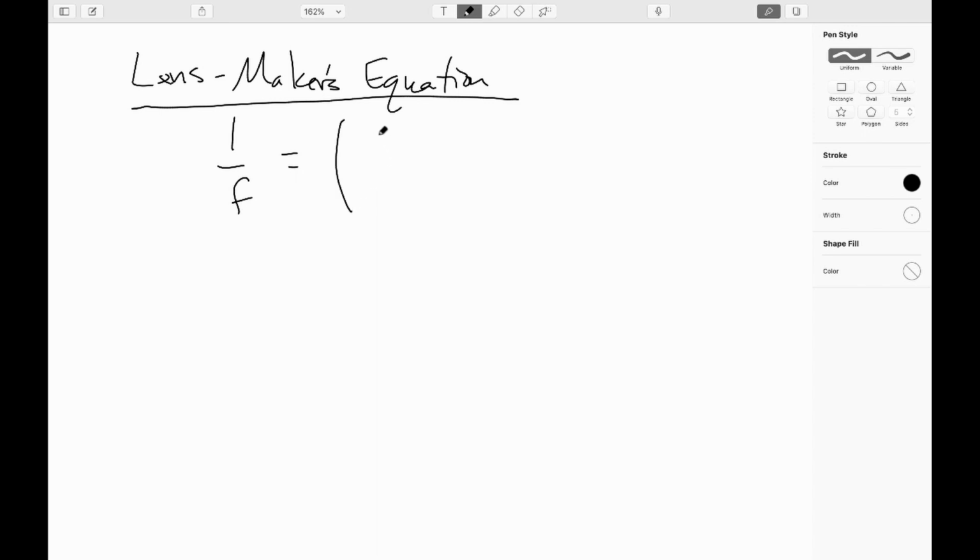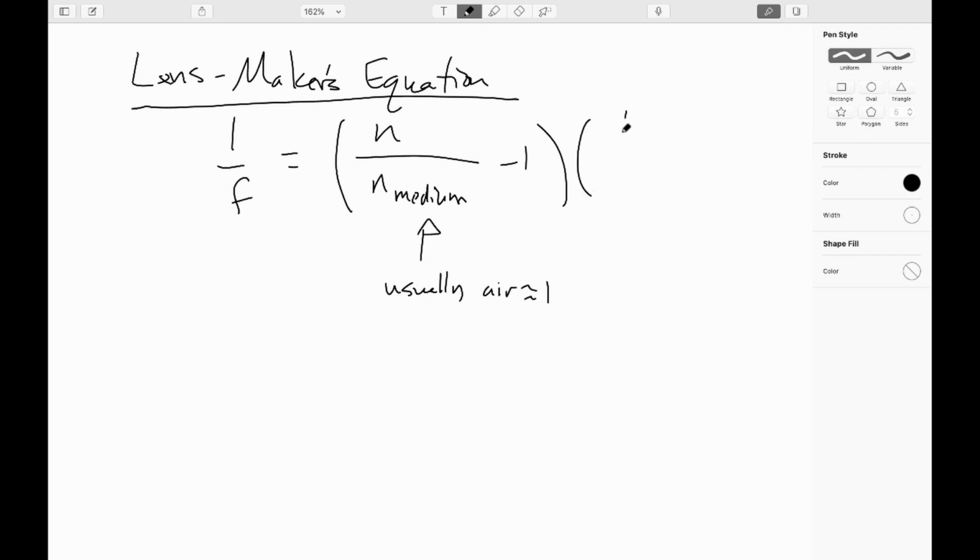And it'll be equal to the index of refraction of the material you're making the lens out of over the index of the surrounding medium, minus 1, times 1 over R1 minus 1 over R2, where R1 and R2 are the two radii of curvature. The surrounding medium is usually air, and so that index is usually 1.